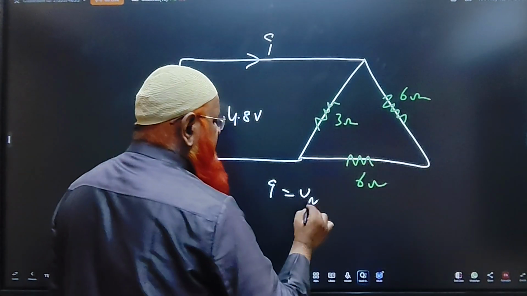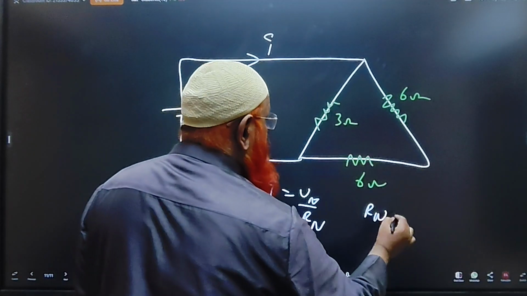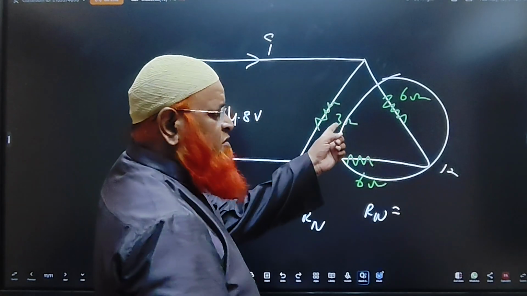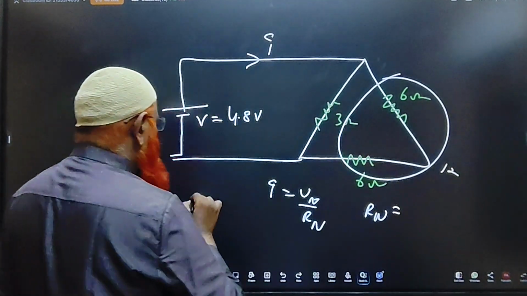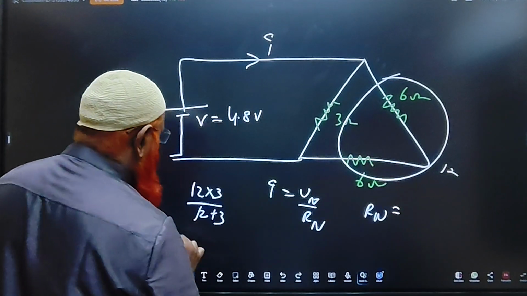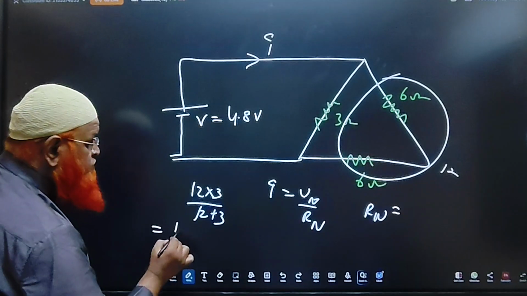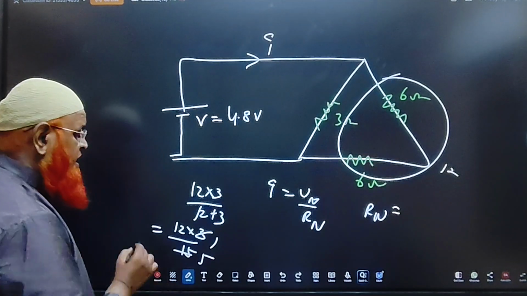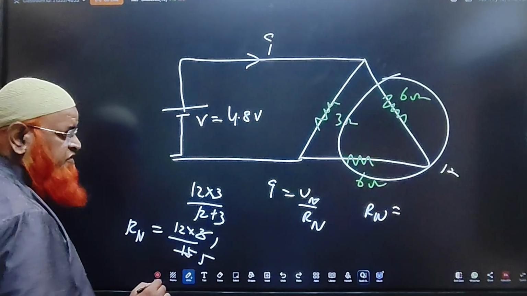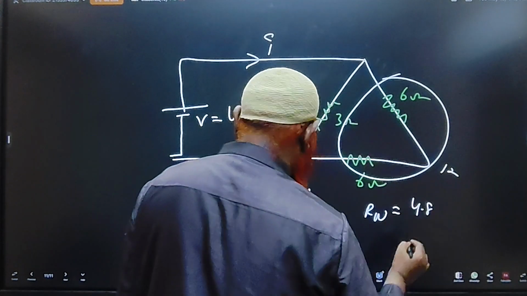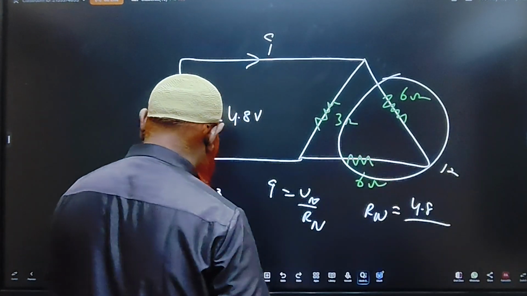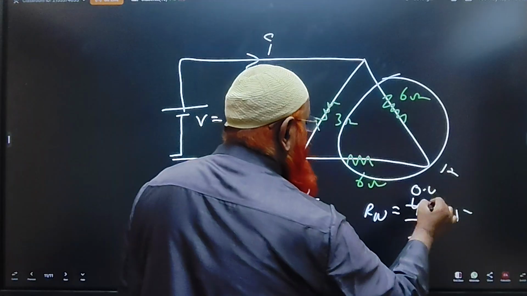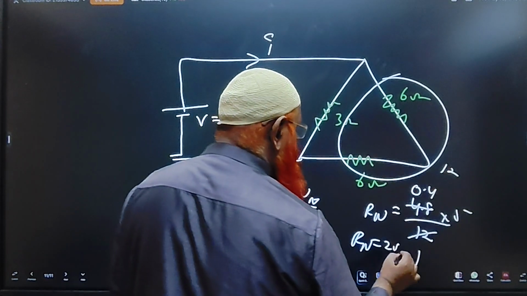That means I is nothing but V net by R net. R net, how will you find out here? 6 plus 6 is how much? 12. So this combination is 12. And 12 is in parallel with 3. Is it correct? So what do you write now? 12 into 3 by 12 plus 3. Okay. 12 into 3 you write like that only, and this is going to be 15. Alright? So 3 ones, 3 fives. So what is R net? R net is 12 by 5.